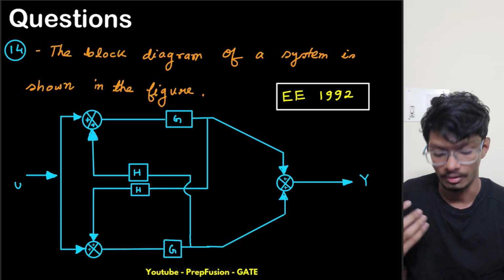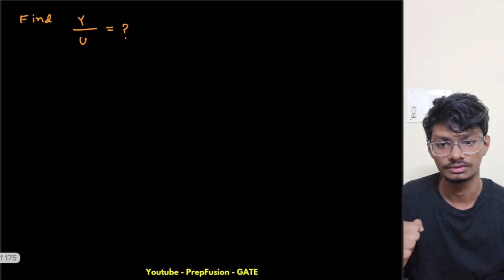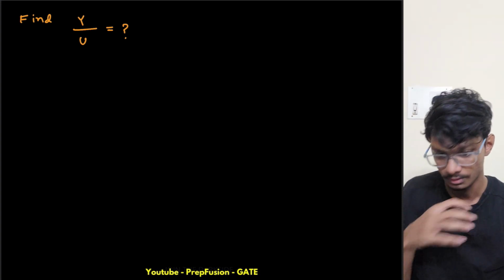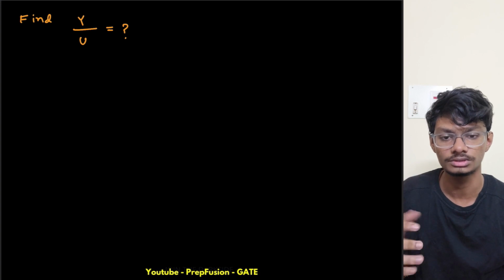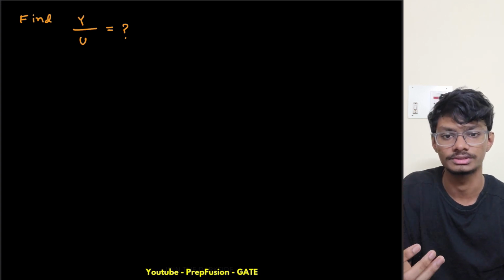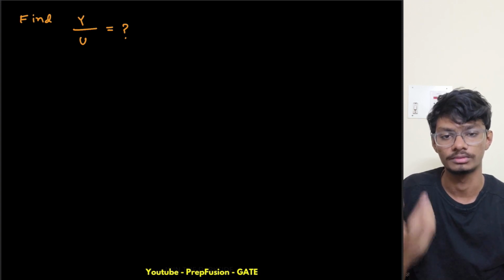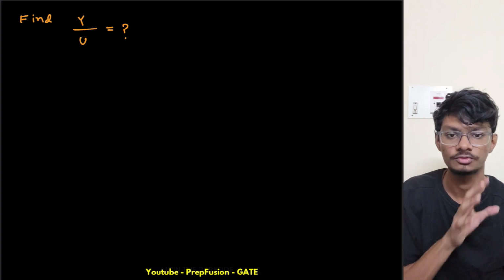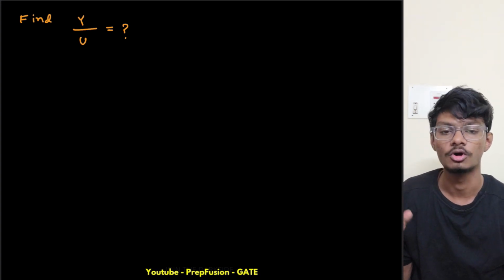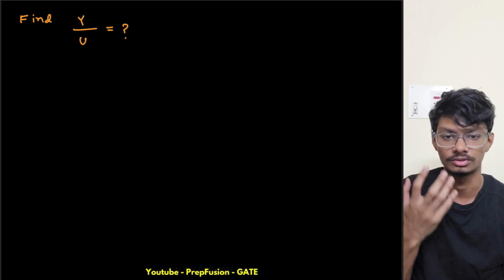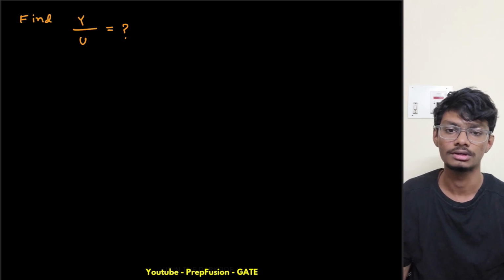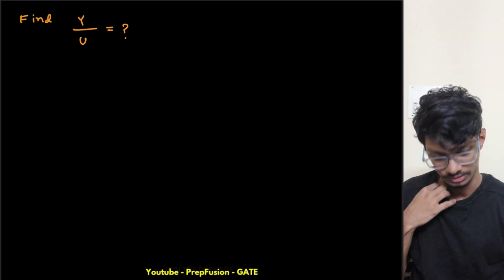I will solve this using two methods. The first one is the normal equation method, and the second one is the signal flow graph. Why am I solving this using two methods? To show you which one is easier and which one is more suitable for you. It is important to know multiple methods for solving a single question. Obviously in GATE you will solve using a single method only, but you should know multiple methods, so if you get stuck in one method, you can do it in the other.